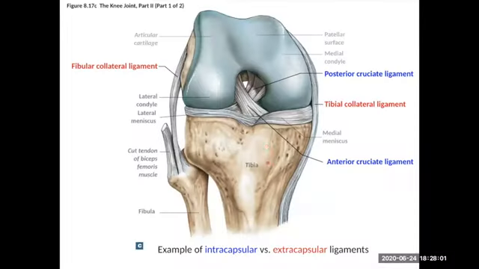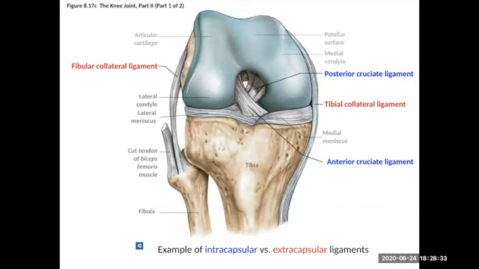So when I talked about the extra and internal capsular ligaments, on the lateral and medial side you have these fibular and tibial collateral ligaments, otherwise known as your lateral and medial collateral ligaments, that are connecting the femur with the fibula or the tibia. So these are dense, regular connective tissue connecting those two bones.